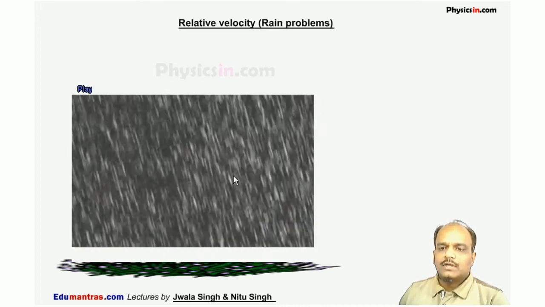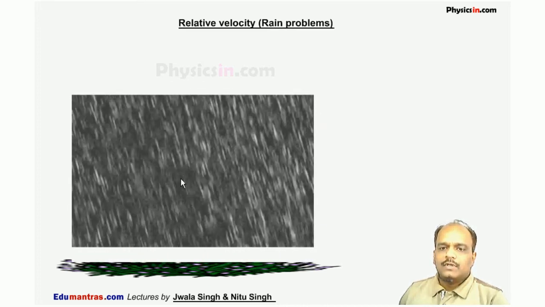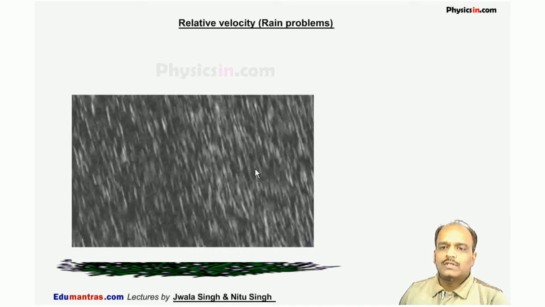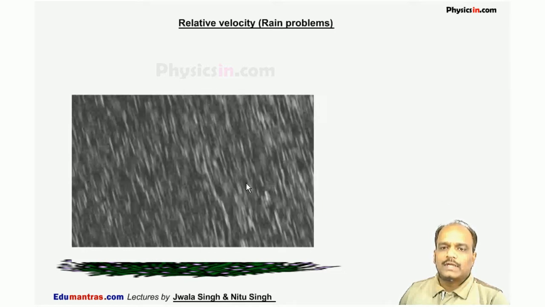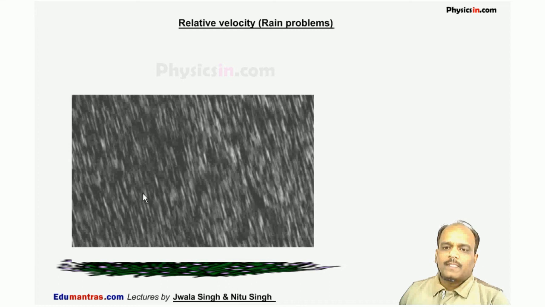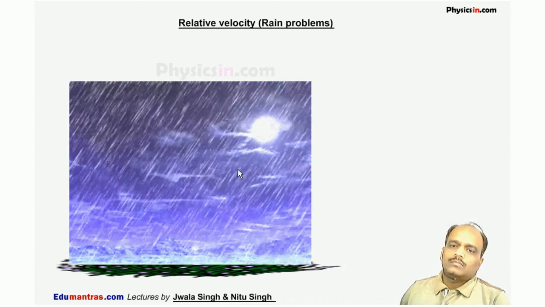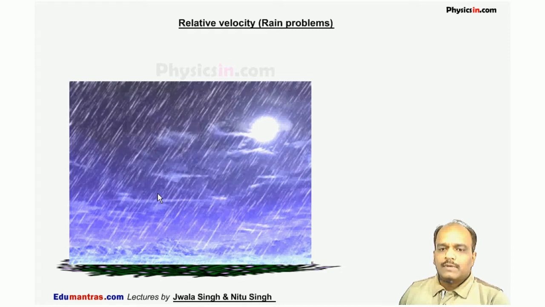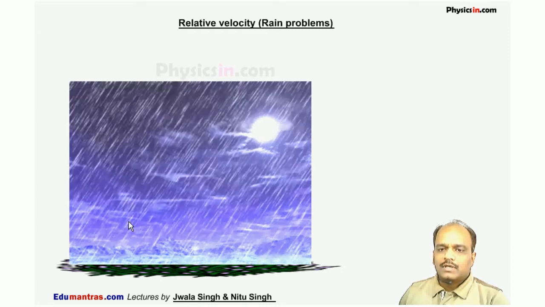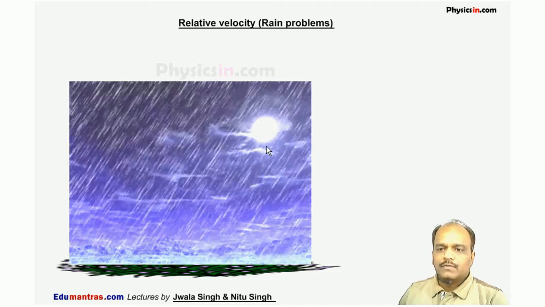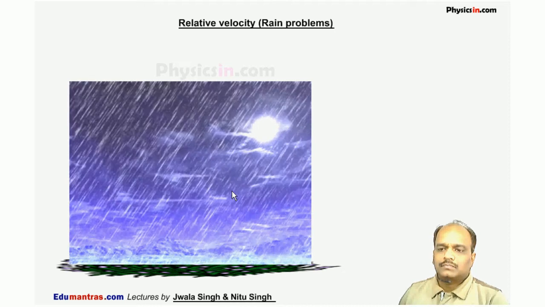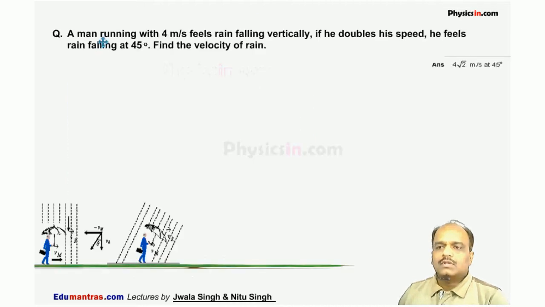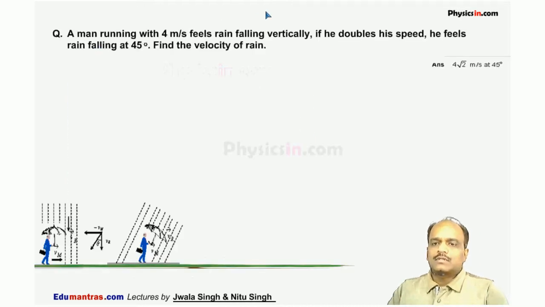When the man starts running in this direction, and the wind is blowing in this direction, the rain appears to be moving slightly tilted. See this rain, it is falling at some angle. When a man is running on this horizontal ground, or if the wind is blowing, the rain appears to be falling at some angle. Based on this rain and river problem, we'll solve some questions.